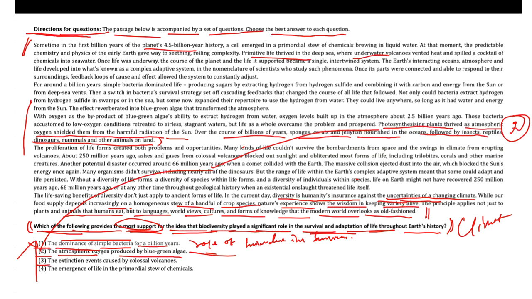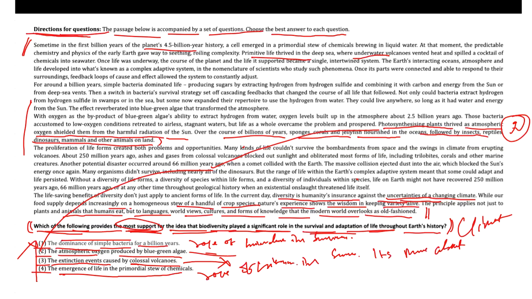Option three said the extinction events caused by colossal volcanoes. If you look into option three, it discusses extinction events but doesn't directly support the idea that biodiversity played an important role in survival, isn't it? It discusses extinction. Option four stated the emergence of life in the primordial stew of chemicals. Now, it is a significant event in Earth history, but it doesn't directly address the role of biodiversity in survival. It is more about the origin of life, isn't it?